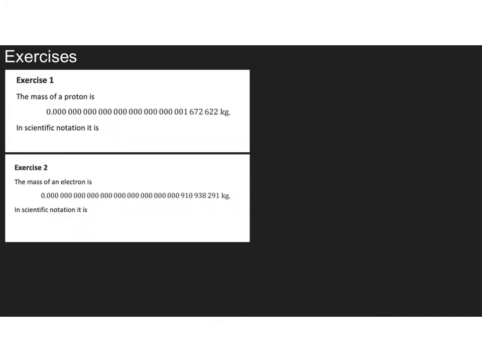All right, exercise 1, it says the mass of a proton is this tiny number. Go ahead and write that number in scientific notation and pause this video. Or pause this video, write it in scientific notation, then play it again to check your answer.